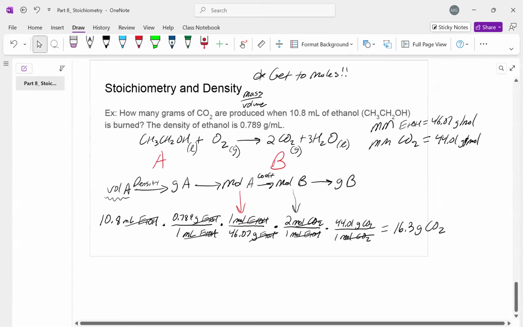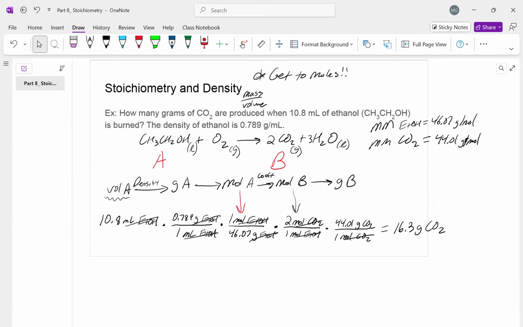I highly encourage you to start practicing some of the problems that I've posted on Canvas. Work on problems that are in your textbook. You have access to the solutions manual. I put a link to that on the extra resources page on Canvas. So you have plenty of tools at your disposal to master this concept of stoichiometry.